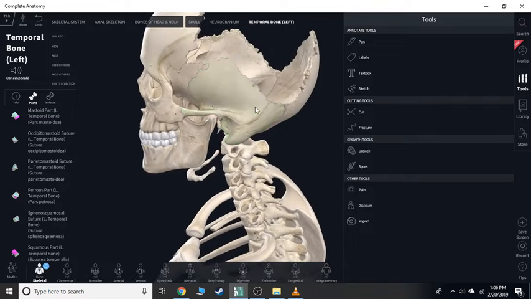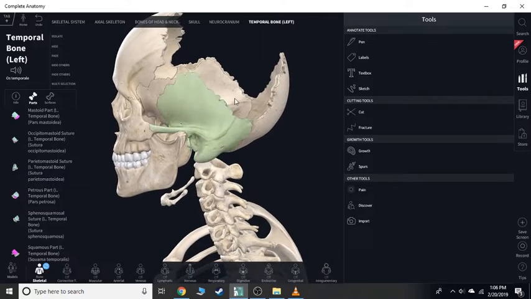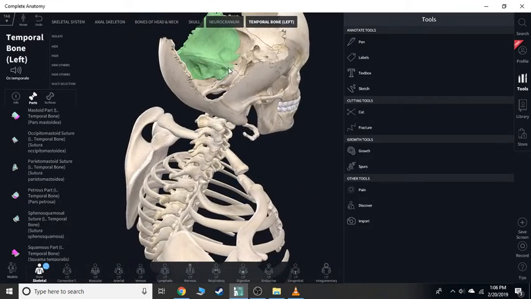The temporal bone also has the external auditory meatus. It's where your ears go. And it leads inside to the internal auditory meatus. It's basically where your ear goes from the outside to the inside to connect with the brain.